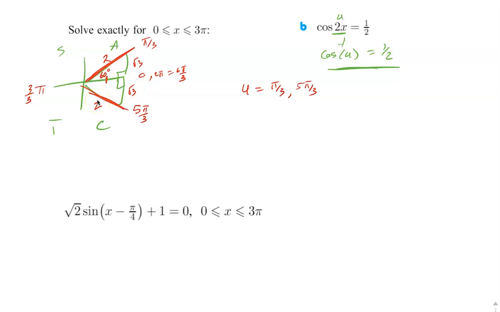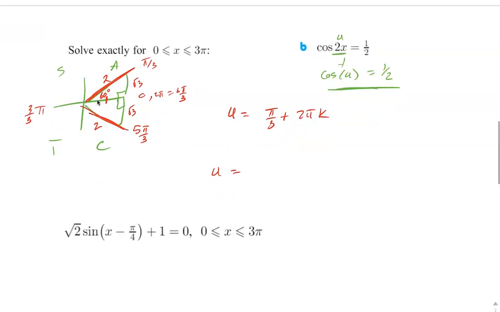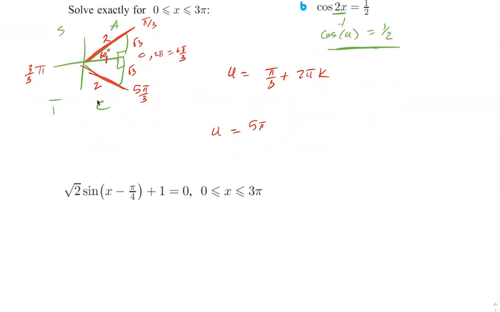And actually, I messed up. Just like before, I should do the generic version. What we found was u equals pi over 3 plus 2 pi k, and u equals 5 pi over 3 plus 2 pi k. So if we remember from before, the problem here is that we weren't looking for u. We were looking for 2x. So this is really just 2x, a placeholder until we found out what we really wanted.